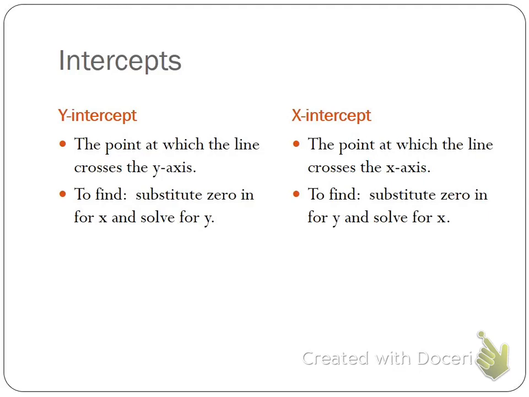For the y-intercept box, the point at which the line crosses the y-axis is the y-intercept. In order to find it, substitute 0 in for x and then solve for y. The x-intercept is the point at which the line crosses the x-axis. To find the x-intercept, you substitute 0 in for y and solve for x.